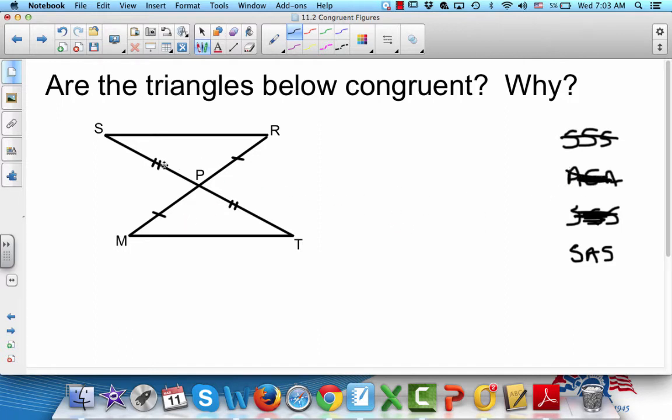Well, we've got two sides. See? So we need two sides here. We've got two sides. We need an angle between them. So we look at an angle between the two sides. Is this angle congruent to this angle? Yes, it's vertical. So this angle is congruent to this angle because they're vertical angles.